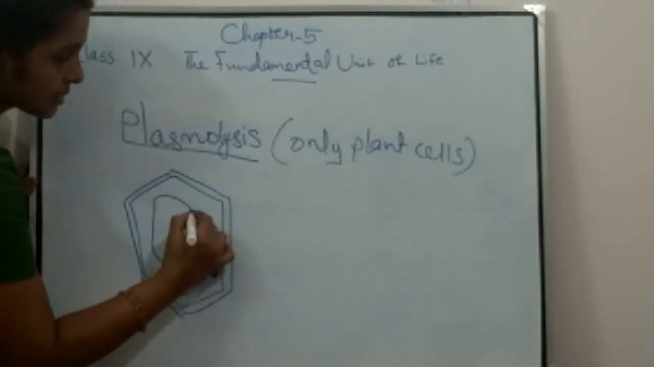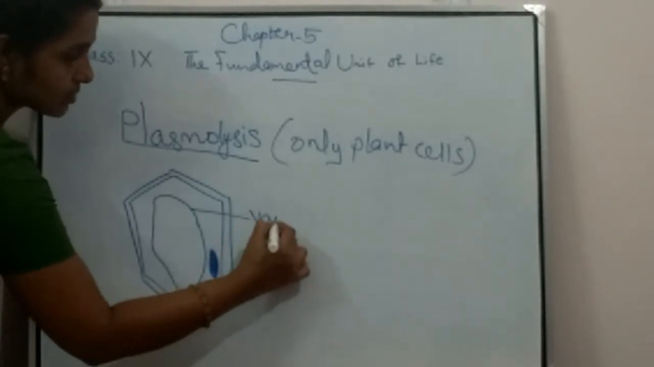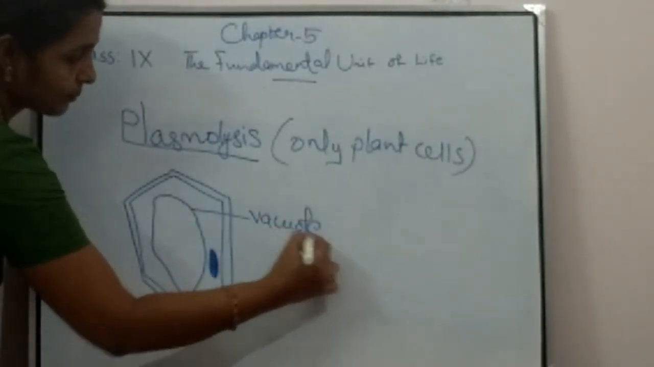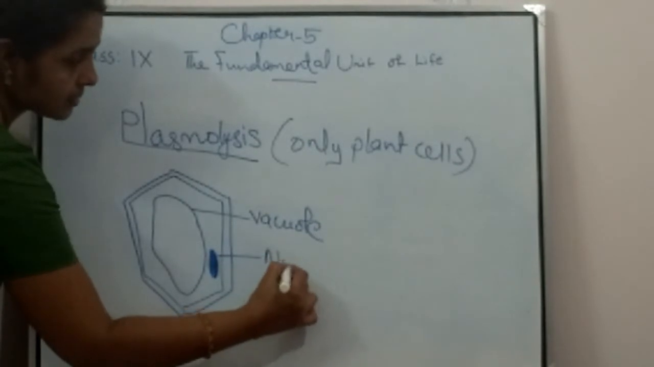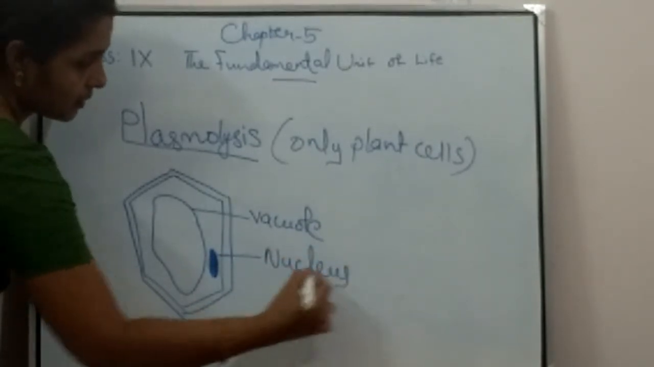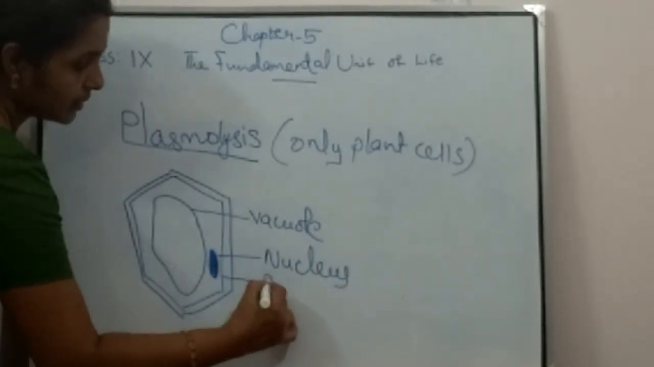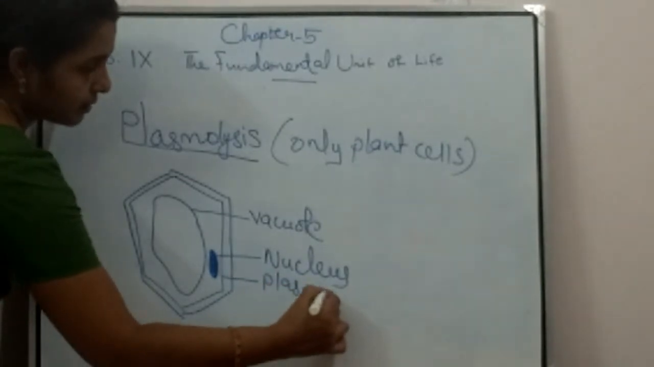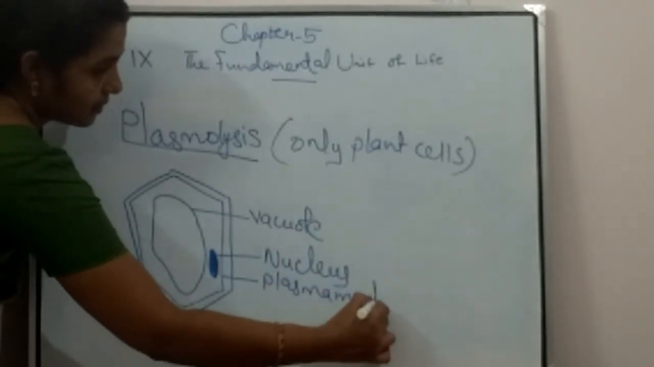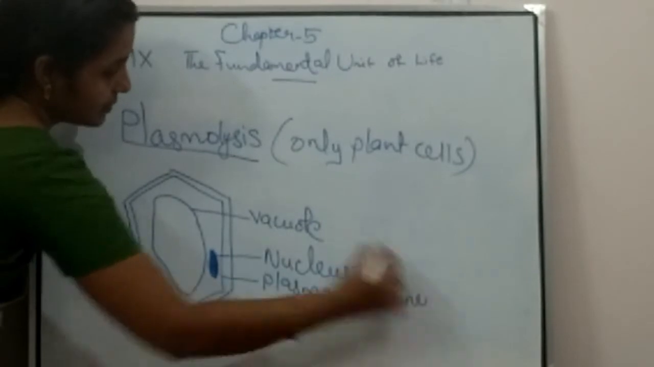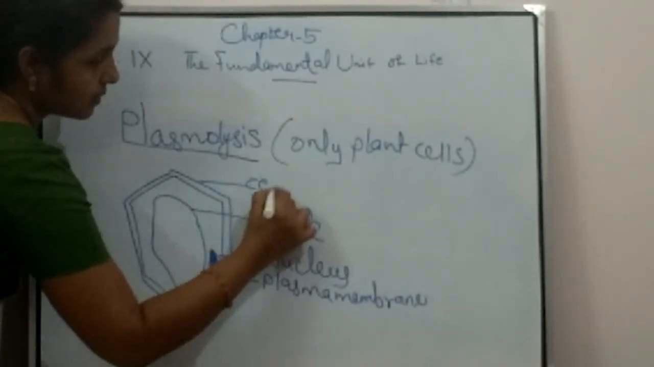Like this, isn't it? So this one is a vacuole. Then nucleus. And then plasma membrane. And this one is the cell wall.